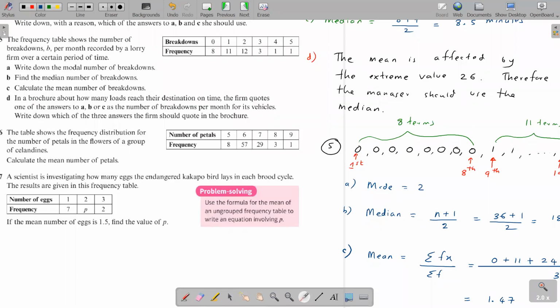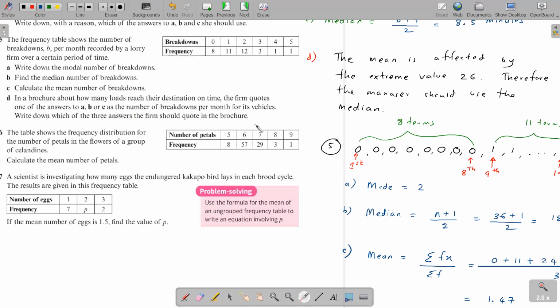In part D, they say in a brochure about how many loads reach their destination on time, the firm quotes one of the answers A, B, or C as the number of breakdowns per month for its vehicles. So what are they doing here? In a brochure means they are promoting their business, isn't it? Their business is about how many loads reach the destination on time.